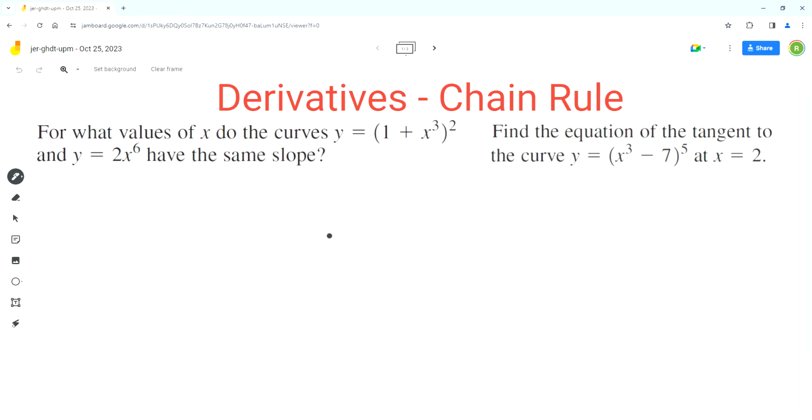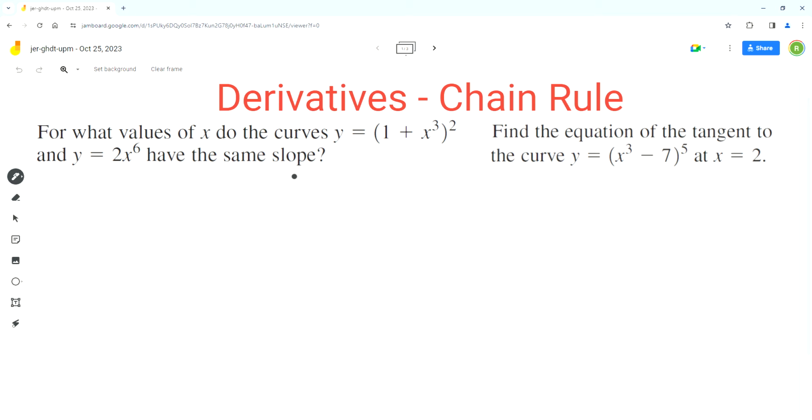So in this video, we'll solve these two word problems using chain rule of derivatives. So let's start with the one on the left side. For what values of x do the curves y equals (1 plus x cubed) squared and y equals 2x to the power 6 have the same slope?